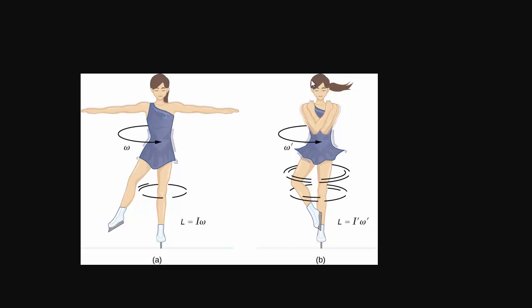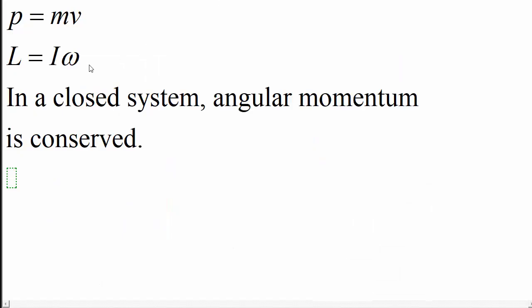If her rotational inertia gets less, her angular velocity must get more. Because I times omega is a conserved quantity, these two will always multiply to the same value L. If she can decrease her rotational inertia, her angular speed must increase as a result.